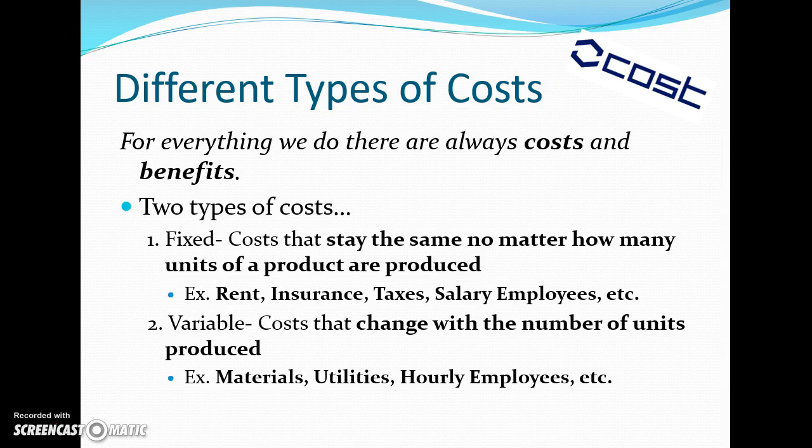If I have that machine that's making tortillas, I can make as many tortillas as you want. The cost of the machine stays the same. However, every time I need to buy more flour to make more tortillas, that's a material. So that's a variable cost. The cost of flour is a variable cost.